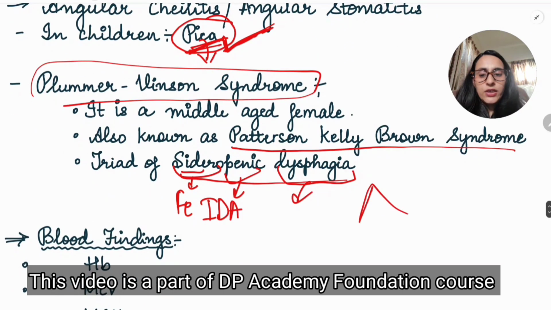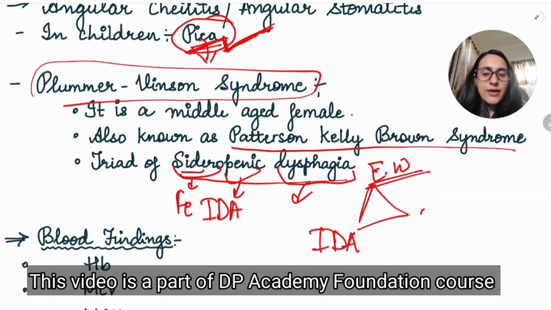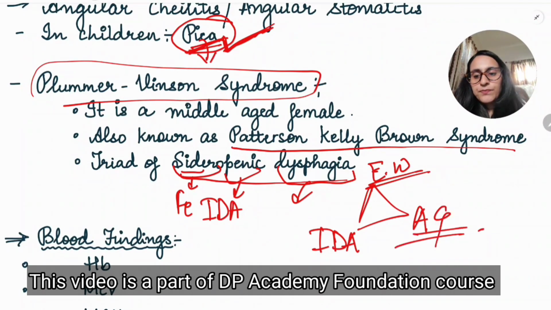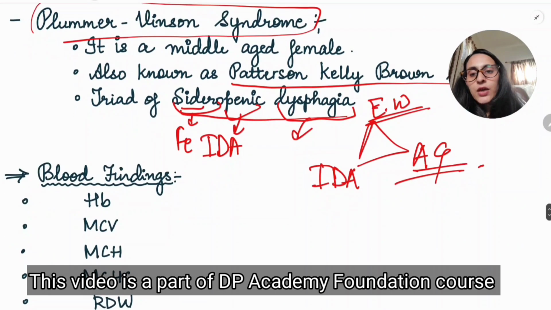So it is a triad of three things. That is esophageal webs, where in the esophagus webs are formed, iron deficiency anemia, and atrophic glossitis. So this is Plummer-Vinson syndrome or Paterson-Kelly-Brown syndrome.